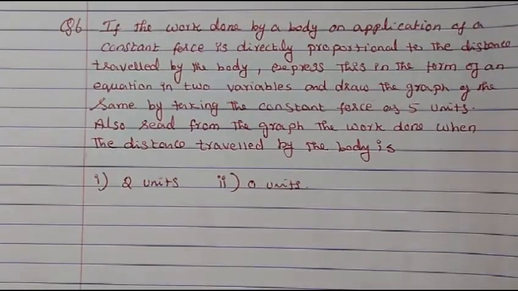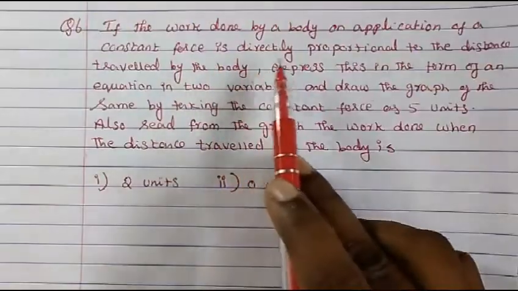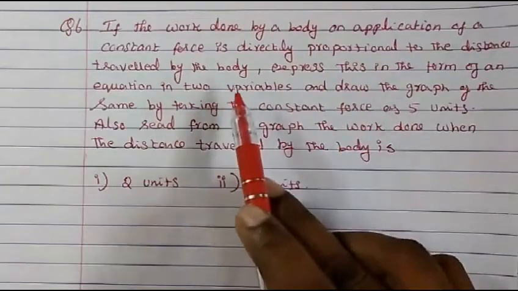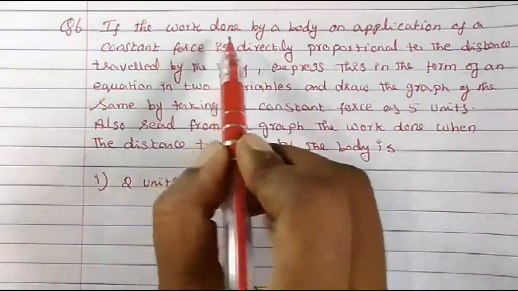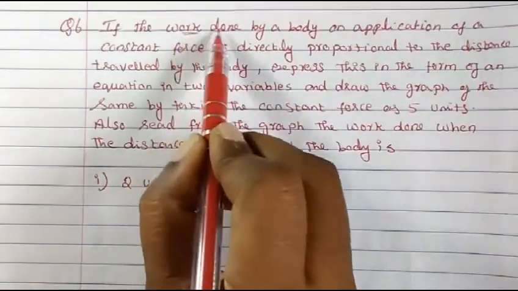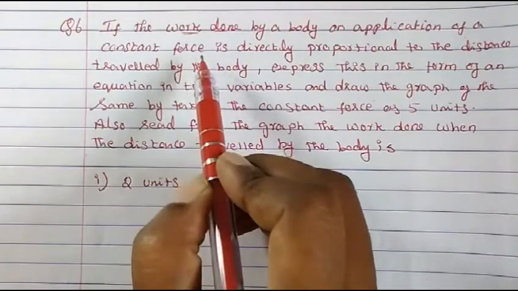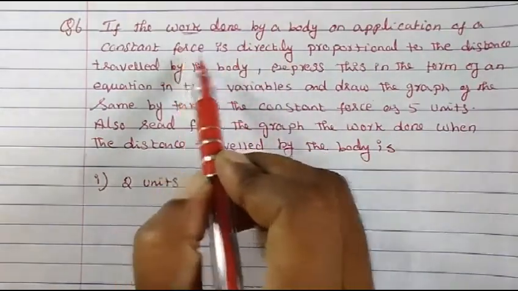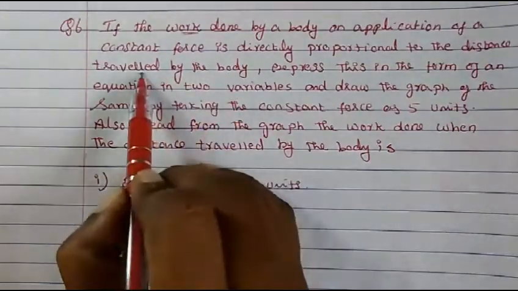So what is the question? The work done by a body on application of a constant force is directly proportional to the distance traveled by the body. So what they are telling is, when the work is done by a body on application of a constant force, so we need to apply the force. So it's directly proportional to the distance traveled by the body.